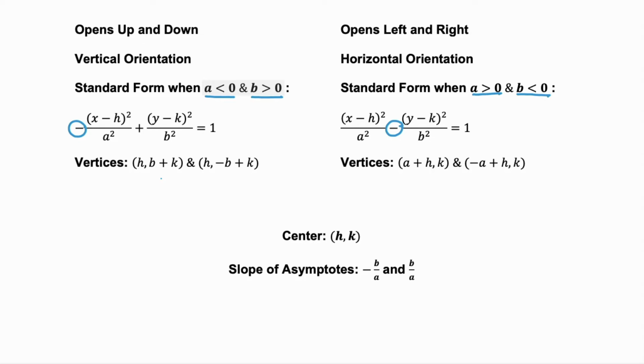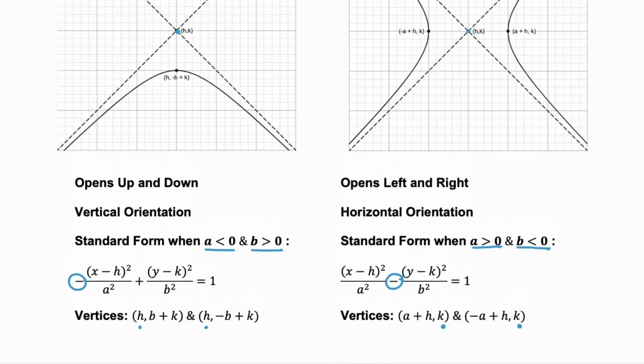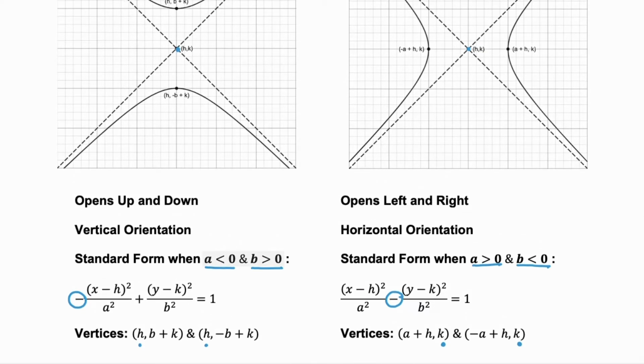Now, the vertices for each type. With your vertical orientation, you keep your x coordinate from your center, and it's the y coordinate that's being altered by that b value, right? That's the distance from the center. And with horizontal orientation, we keep the y coordinate from our center, and the x value is what's changing. So let's go back and look at those graphs to get a better understanding.